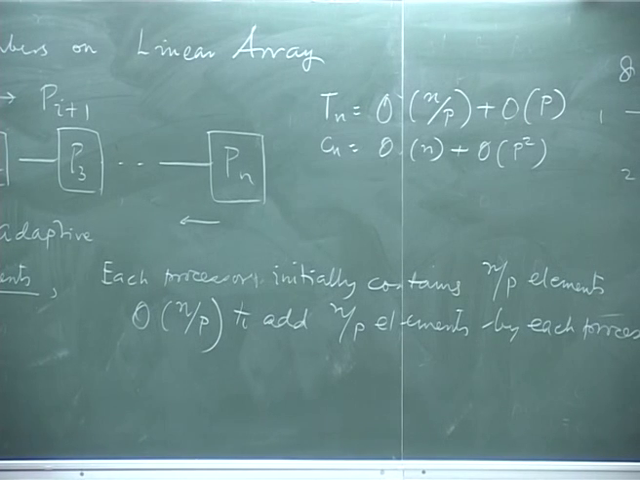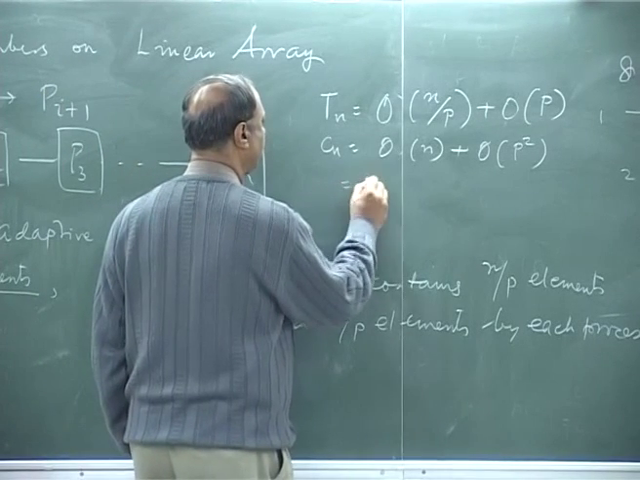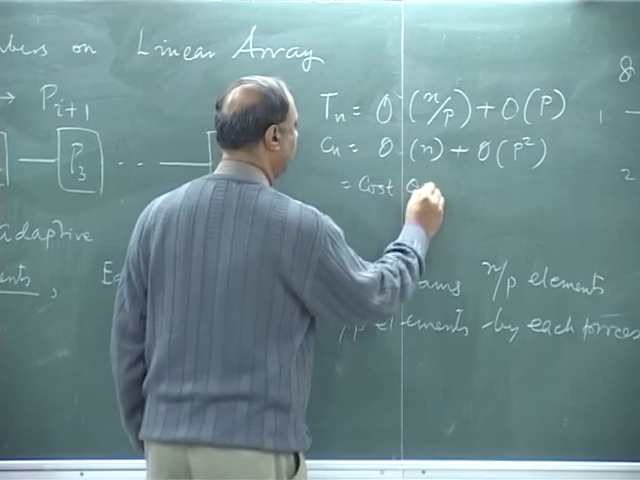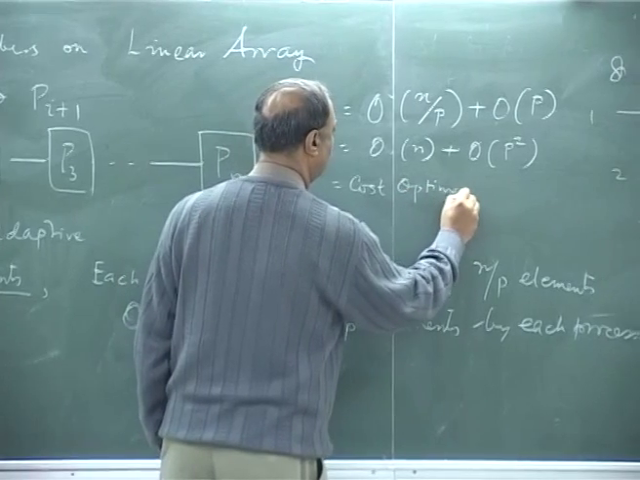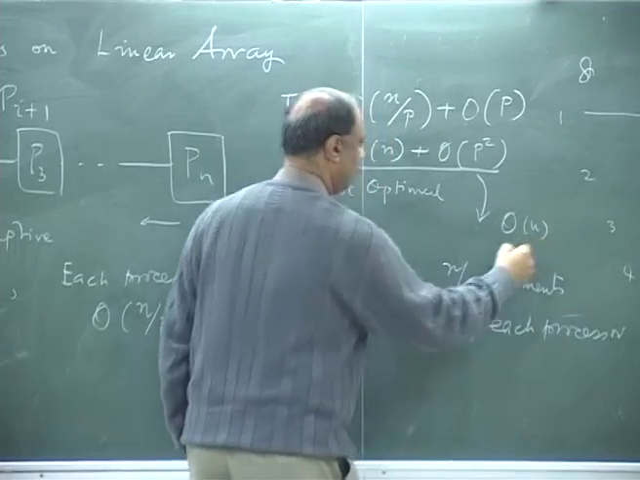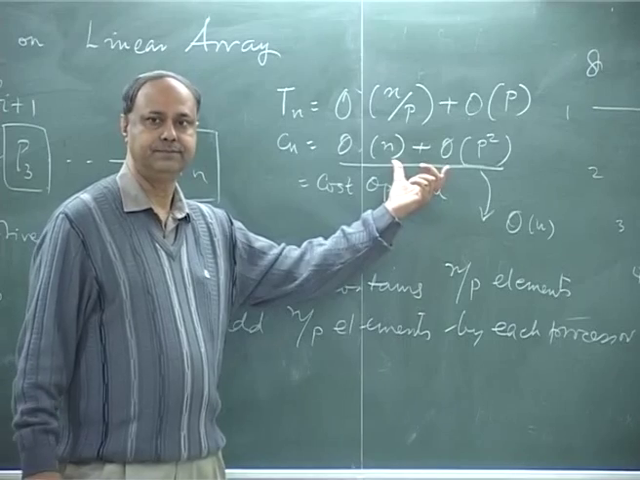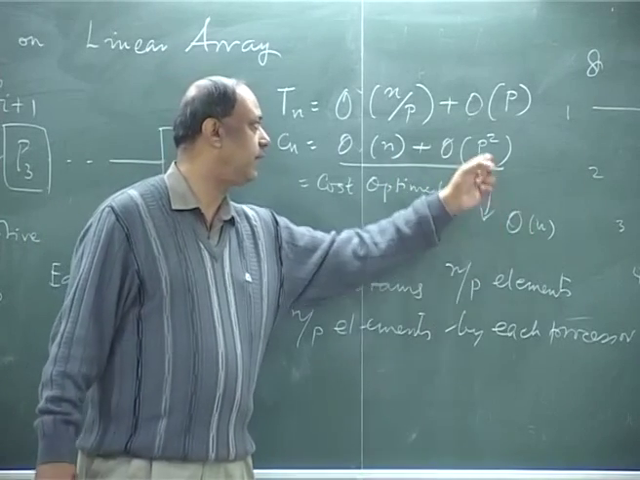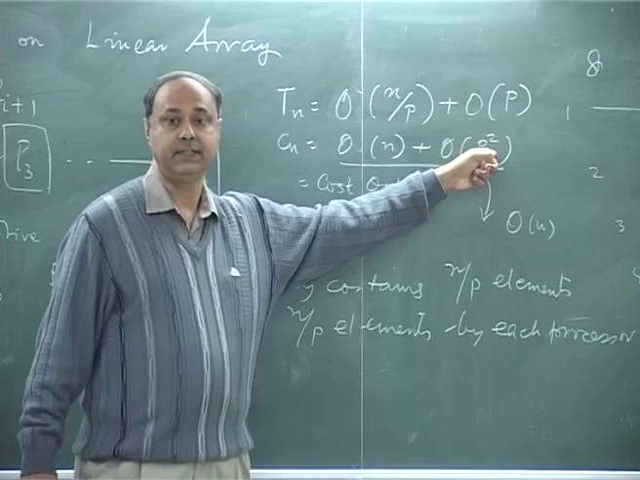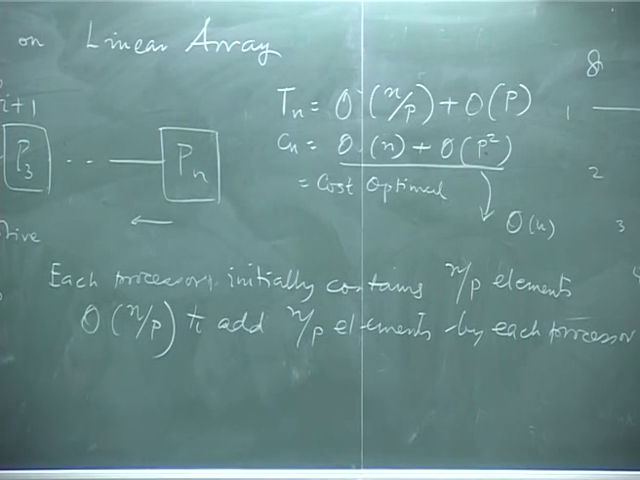Cost becomes order n plus order p square. Now this becomes cost optimal. This is cost optimal if this is order n. Agreed or not? This algorithm becomes cost optimal if this is order n. Now this becomes order n if p square is order n. That is, if p is square root of n.